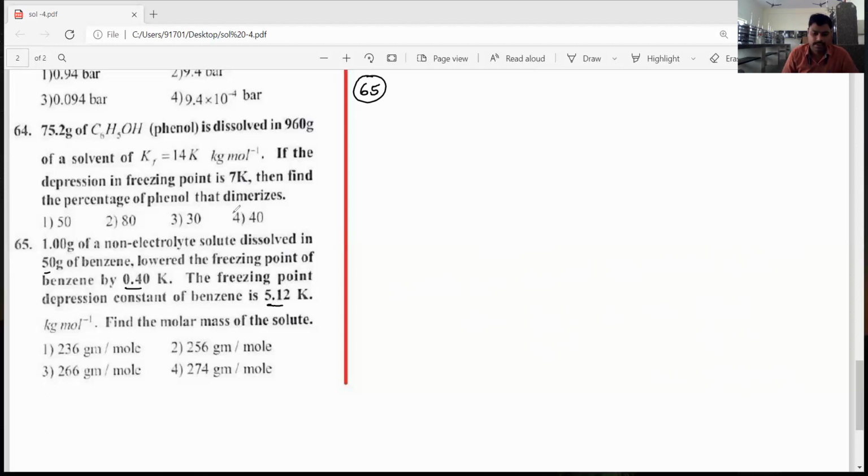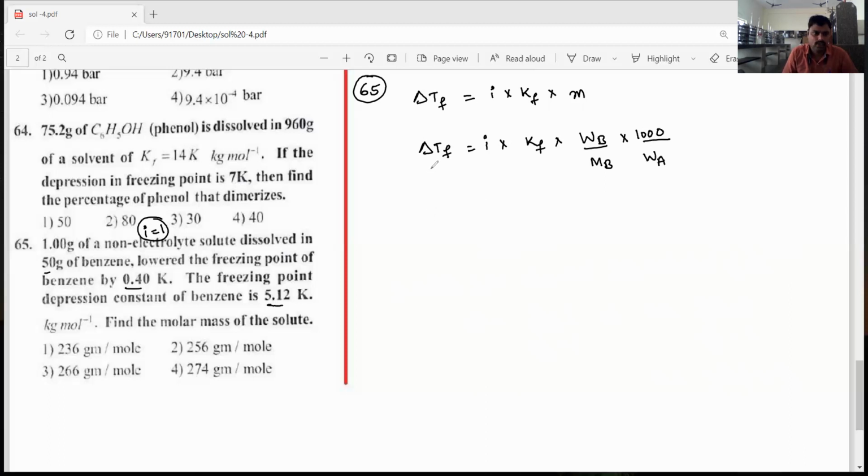Already this kind of questions we did previously. The non-volatile and non-ionized electrolyte means i is equal to 1. In this case, the formula is delta TF is equal to i into KF into molality. The gram molecular weight of solute we need to find out. Molality is weight of solute divided by gram molecular weight of solute into 1000 by weight of solvent.